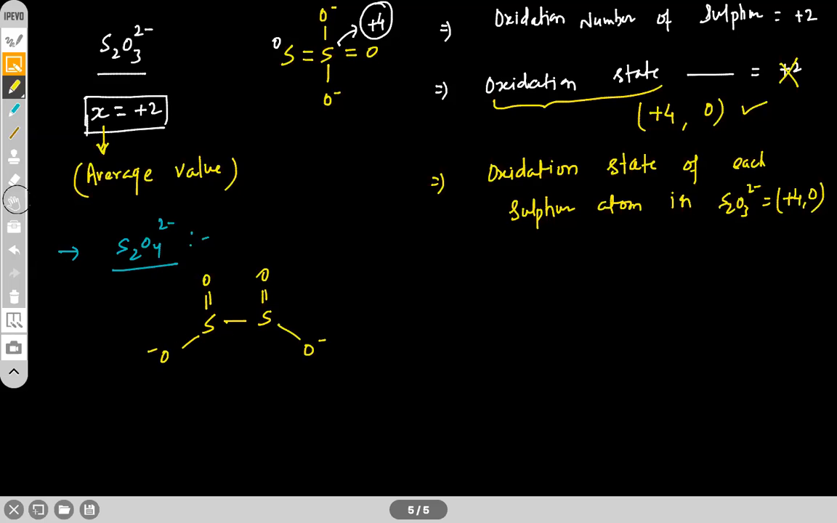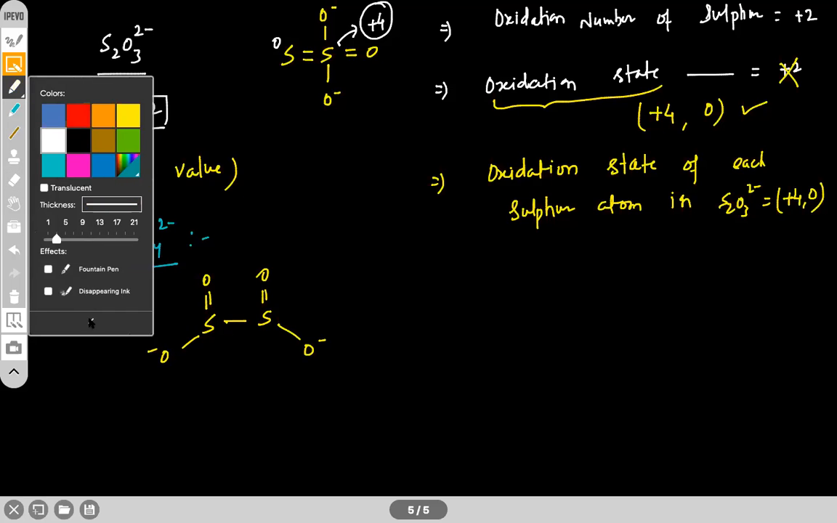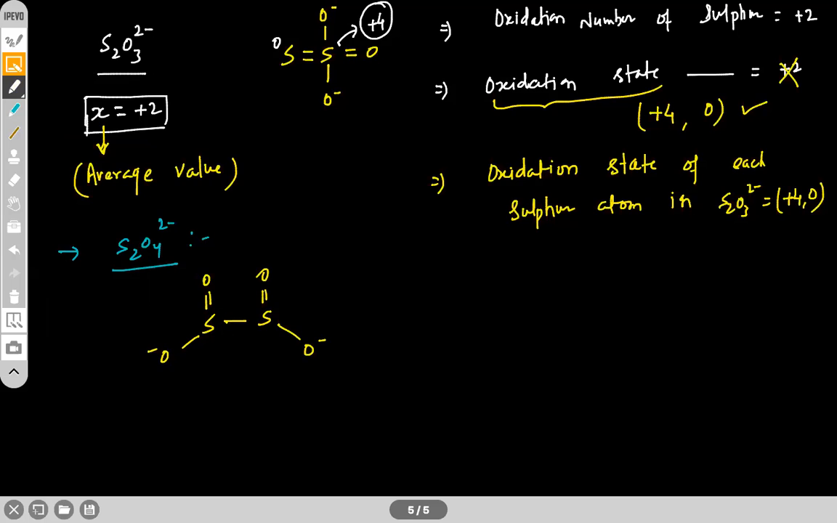So you see, it is +3 here, right? 2 plus 1, 3 bonds. This sulfur-sulfur bond won't contribute anything because of zero electronegativity difference. So this is +3 and this is +3. So here the X value also gives you the same thing because we have a symmetrical arrangement in the structure. So oxidation number and oxidation state are both the same here. Clear?